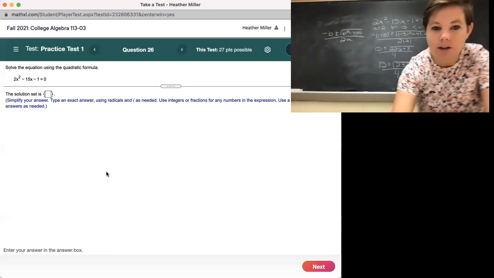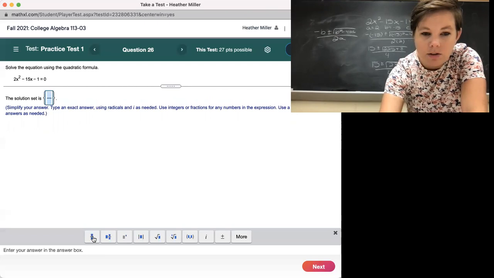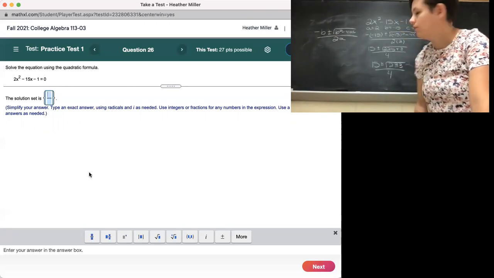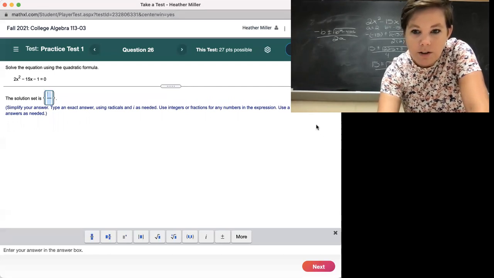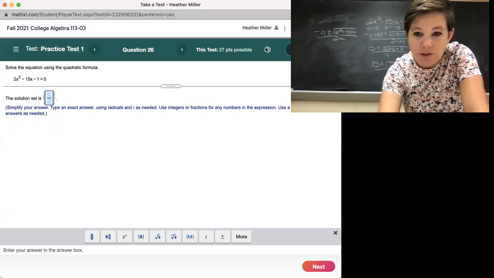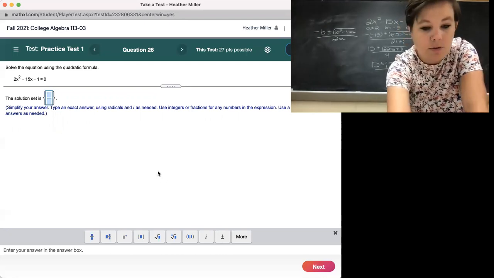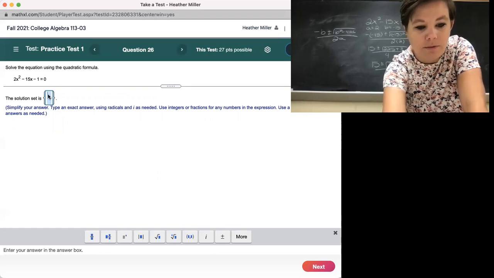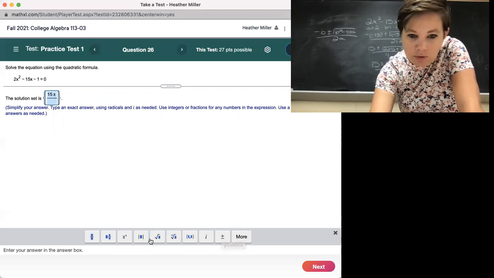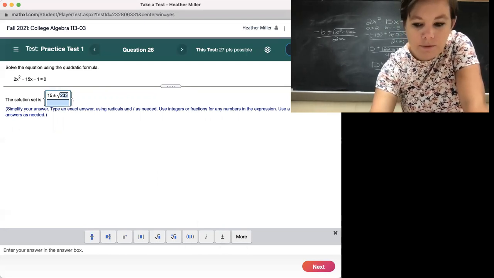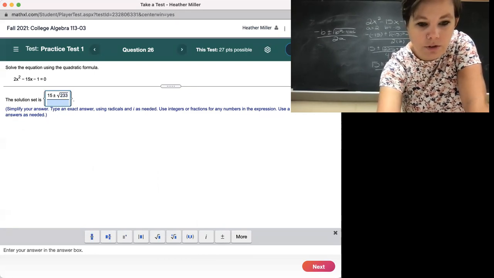Simplify your answer, type the exact answer using radicals and i's as needed. So I have, let's see, does it specify? Generally, they don't love the plus or minus, but since they give us the plus or minus, I'm going to use the plus or minus. Oops, sorry, I'm not clicked there. 15 plus or minus the square root of 233 all over 4. All over 4.